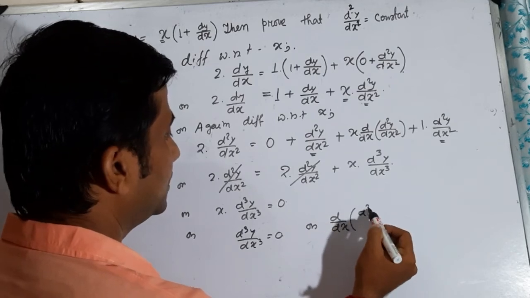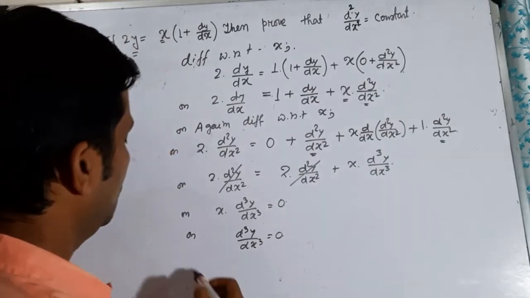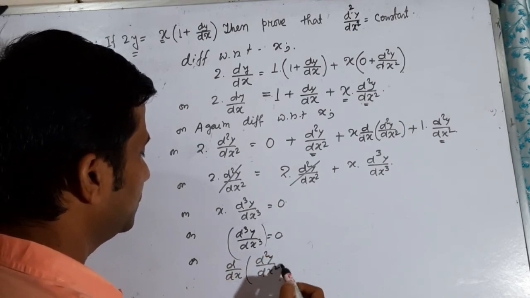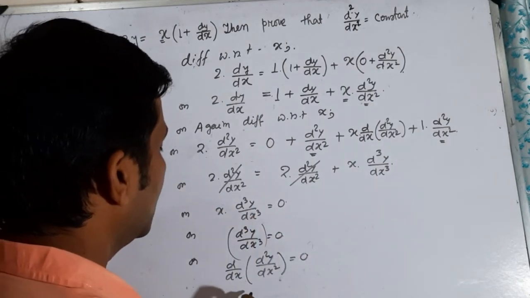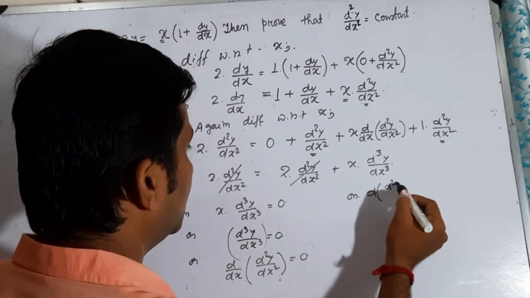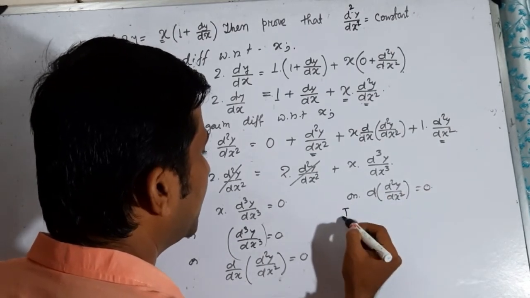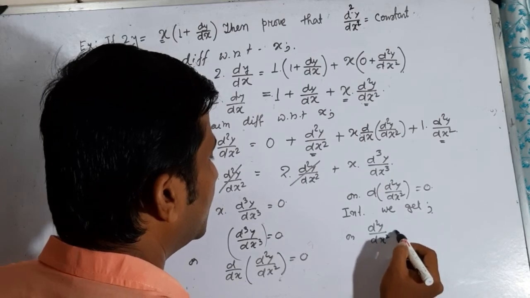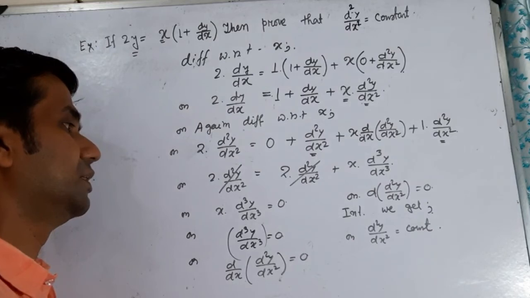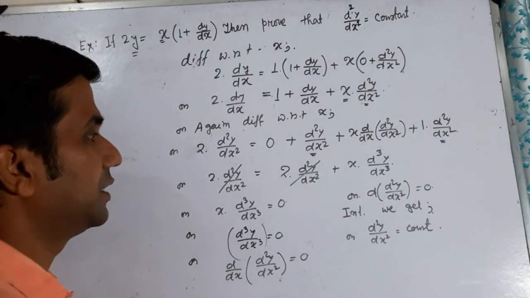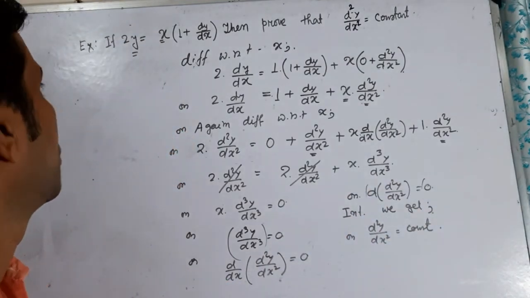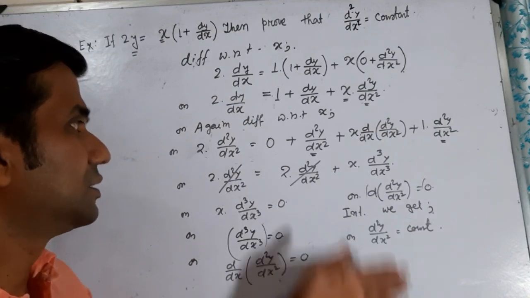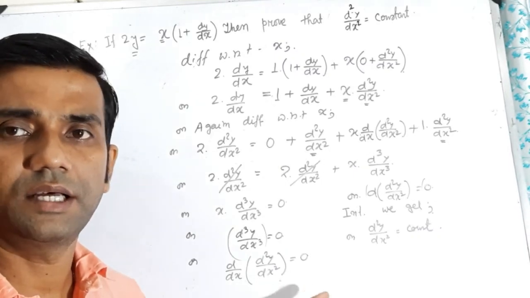This can be written as d/dx of d2y/dx2 is equal to 0, that means d of d2y/dx2 is equal to 0. Integrating, we get d2y/dx2 is equal to constant. So we get the required result. This is a very easy method. After differentiating two times, we get the result. Okay.